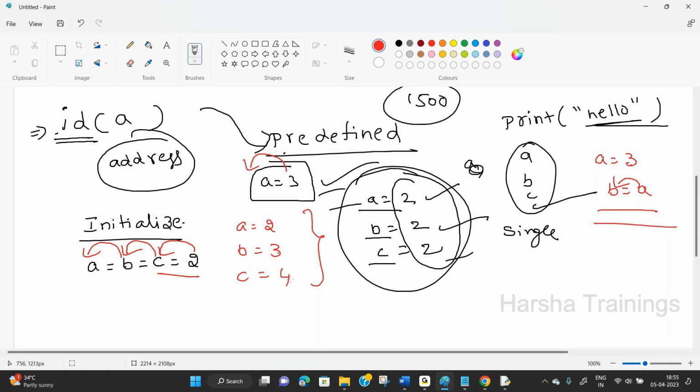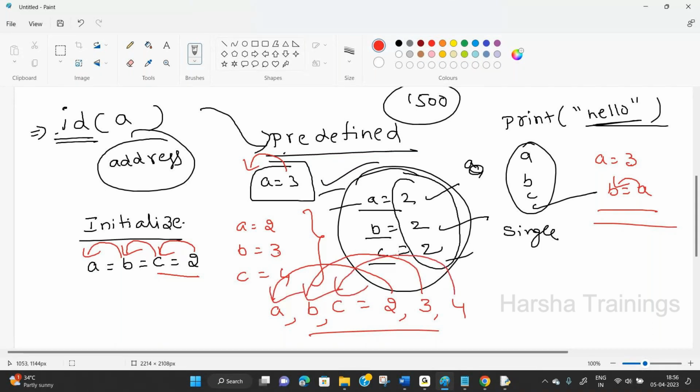You can separate them by using commas, like this: A comma B comma C is equal to 2 comma 3 comma 4. Understand? That means multiple variables, multiple values in the given order. The values are assigned in the given order. 2 is assigned to A, 3 is assigned to B, 4 is assigned to C.